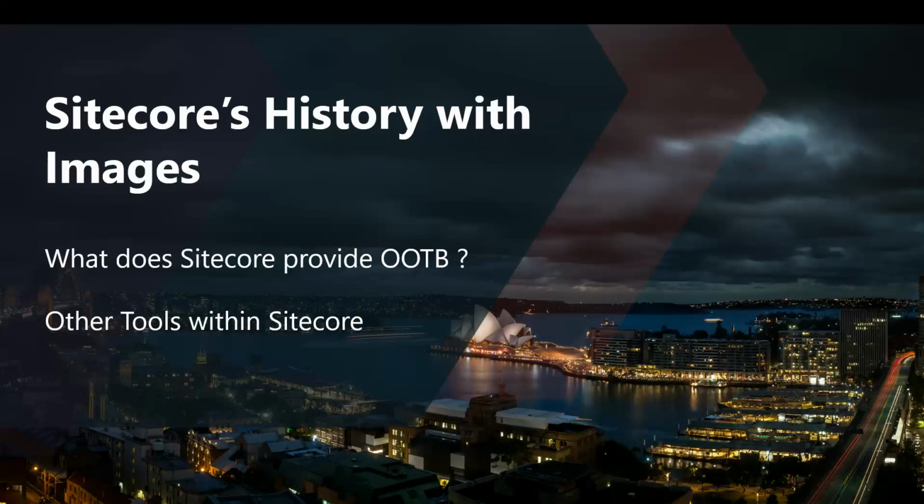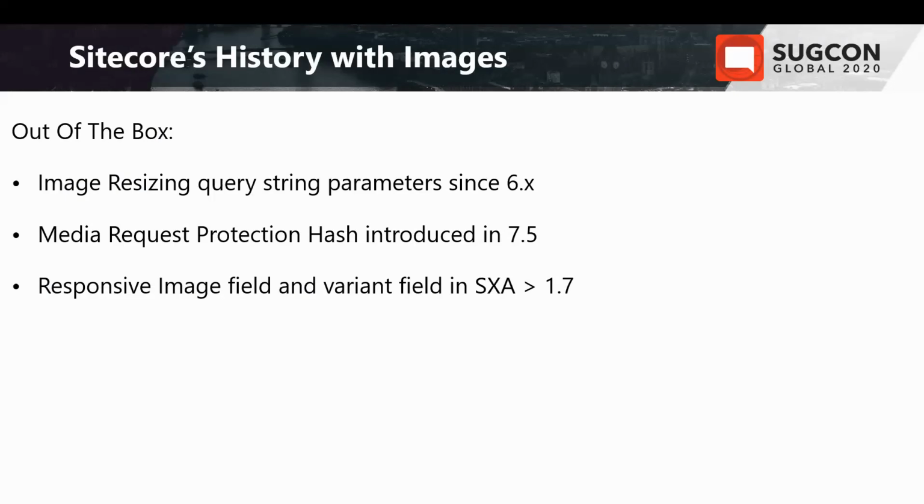So let's just quickly run through Sitecore's history with images, what Sitecore provides out of the box, and some of the other really popular tools within the Sitecore community that a lot of Sitecore instances are running with already. So out of the box, a lot of the image resizing query string parameters are available since 6.x. The first Sitecore version I worked on was 6.4, and that was already available.